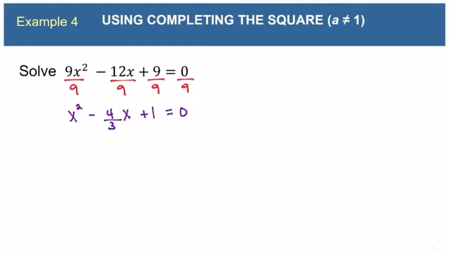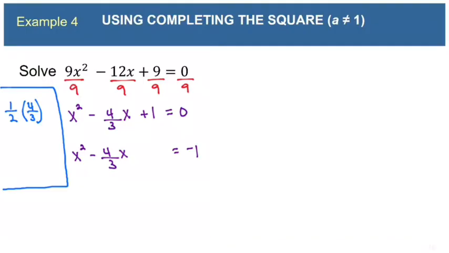Now what we need to do is go through our completing the square steps. So we will move the constant term to the right side. That's going to give us x squared minus 4/3 x, leave a space, and that equals negative 1. And now we need to figure out what to add to both sides. So remember, we take this middle term and we cut it in half, or in other words, we divide it by 2. So half of 4/3, if we reduce this 4 over 2, is going to be equal to 2/3, and 2/3 squared is equal to 4 over 9. So 4 over 9 is what we should add to both sides.